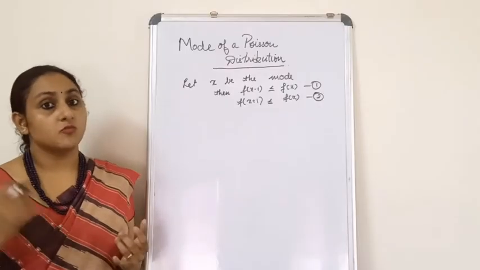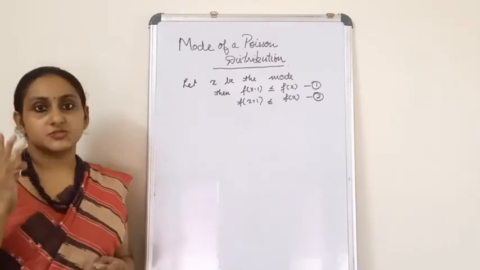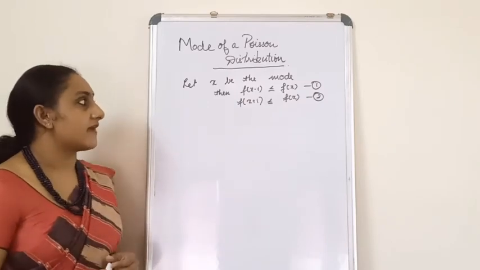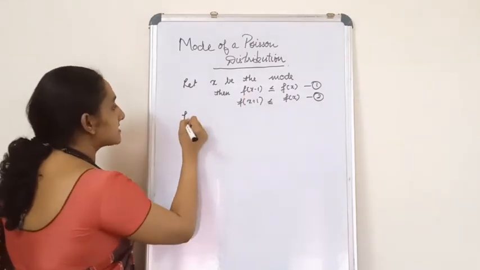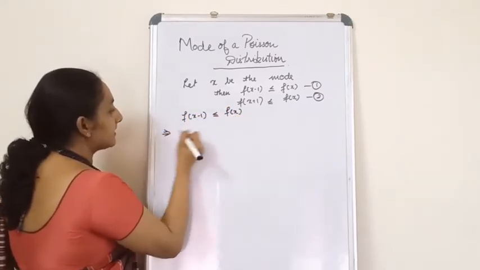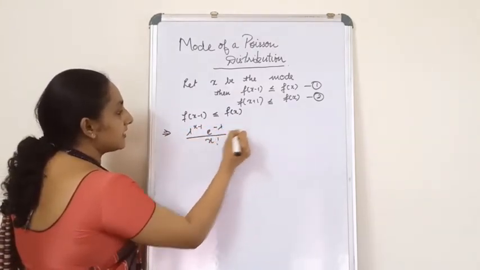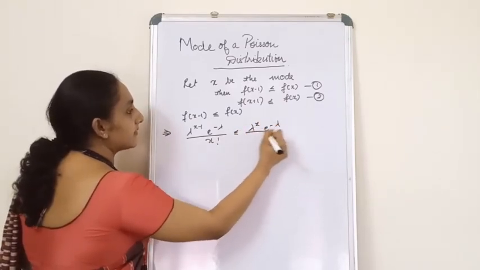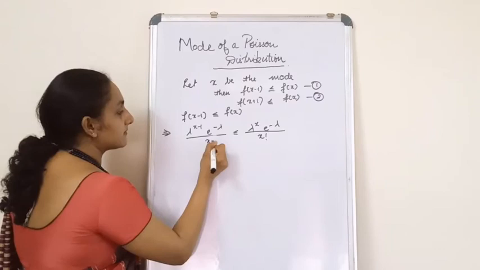Now we will have a look at the mode of the Poisson distribution. Now let x be the mode, then we will consider two inequalities to find out the mode of a Poisson distribution. The first inequality is f of x minus 1 less than or equal to f of x. So let's have a look at the first inequality, that is f of x minus 1 less than or equal to f of x, which implies lambda raised to x minus 1 e raised to minus lambda by x factorial less than or equal to lambda raised to x e raised to minus lambda divided by x factorial. Sorry, this is x minus 1 factorial.